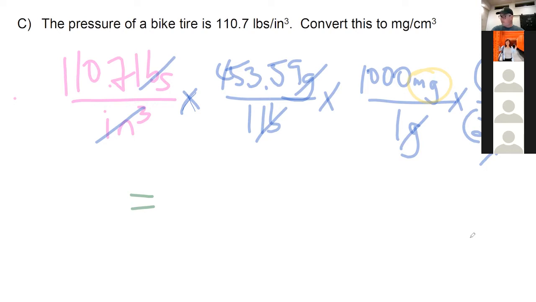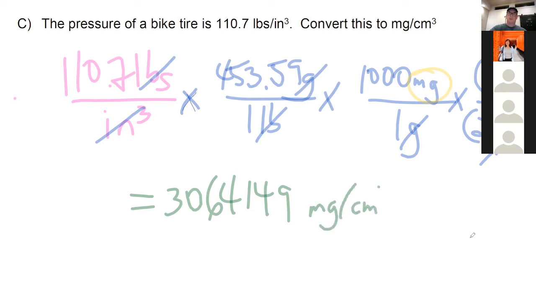So anyone have a number? I got 3064149. That's what I got. Yep, milligrams per cubic centimeter. I got the same thing. So what's our final answer? How many significant digits should we have in this number?